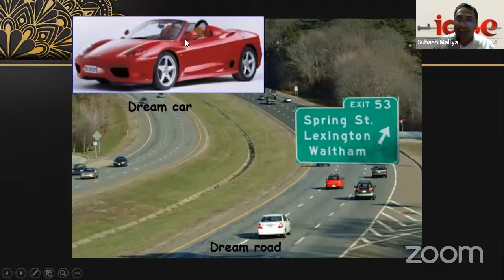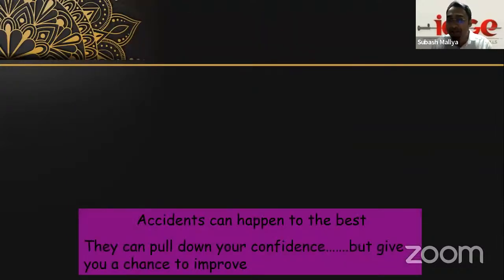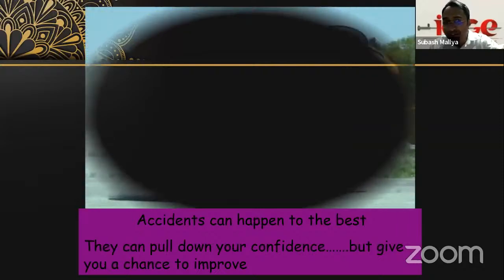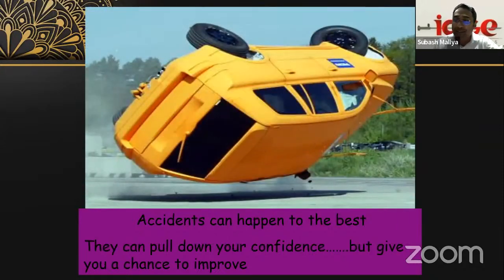So what you see is my dream car and my dream road. Now this is not good enough. In spite of having the best of equipment and the best of surgeons, sometimes accidents can happen to the best. They can pull down your confidence, but of course they give you a chance to improve. In spite of having the best car, sometimes these things do happen, can't help it, right?